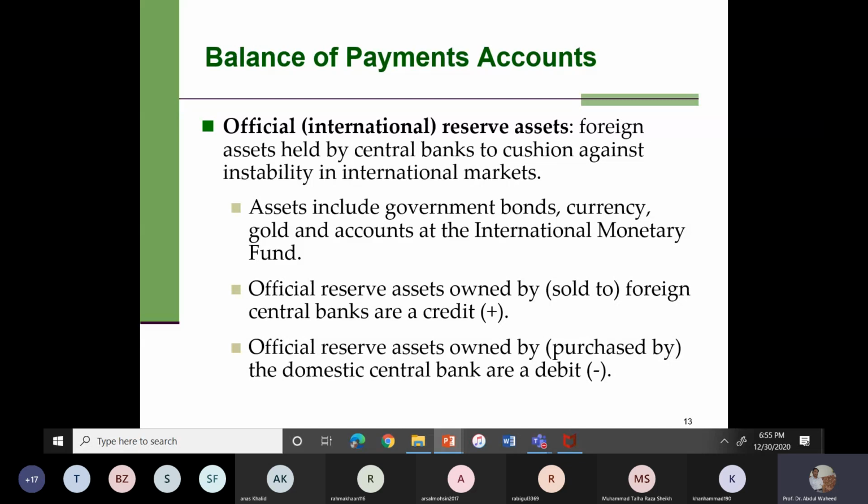When you are purchasing, it means you have to make payment, so this will enter as a debit in the balance of payment account. If you are selling official reserve assets, it will enter as credit because you will get receipt from foreigners. Remember, any transaction that results in receipt from foreigners is a credit transaction and enters with a positive sign in the balance of payment. Any transaction which leads to payment to the foreigner is a debit transaction and enters with a negative sign.